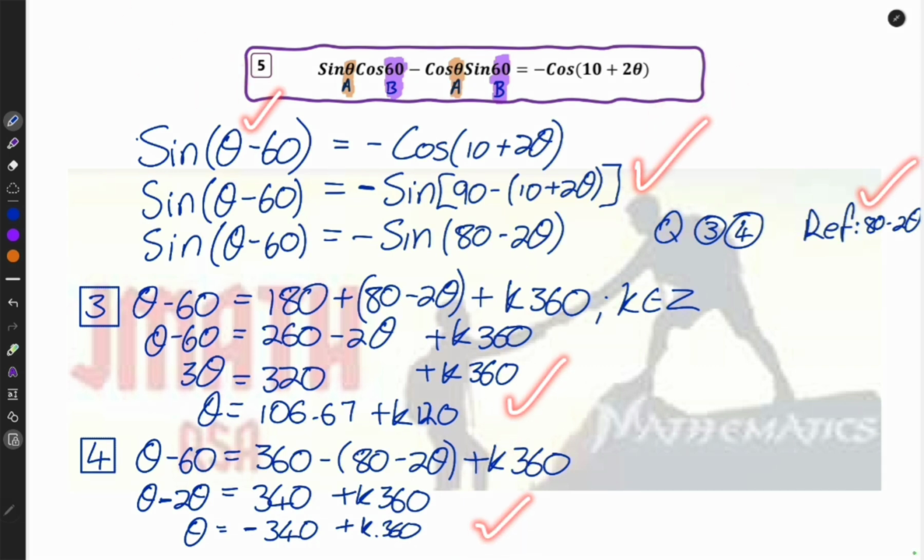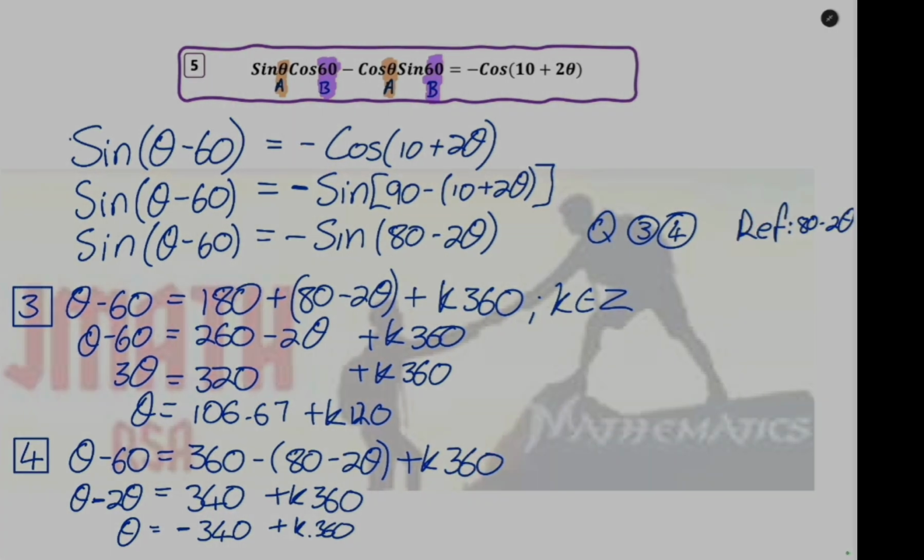This sum would be a minimum of 5 marks: a mark for the compound angle, for the cofunction, choosing the correct quadrant and reference angle, and then a mark for the final answer of each quadrant. So 5 marks for question 5.